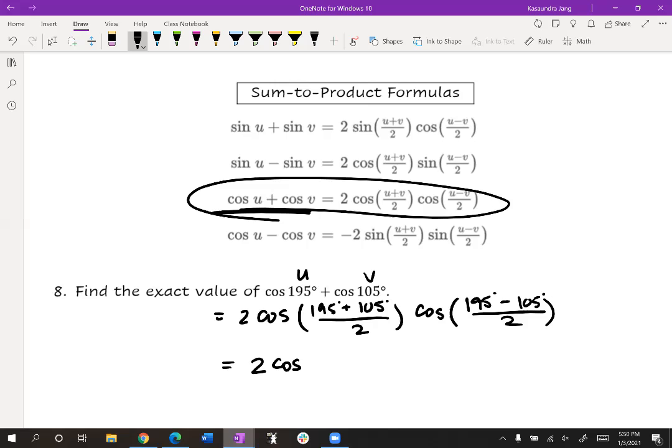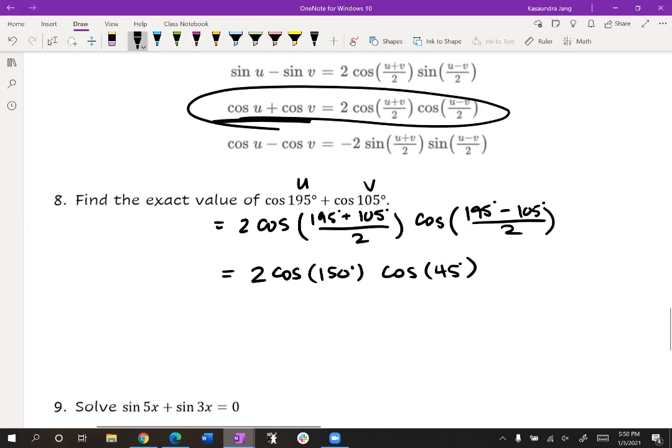So let's see, 195 plus 105, 300 divided by 2, so 150. 150 degrees here. Cosine of, let's see, 195 minus 105, so like 90 divided by 2 is 45, so 45 degrees. These should be spots that we had memorized on the unit circle.